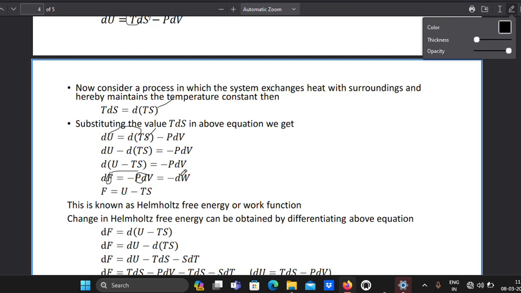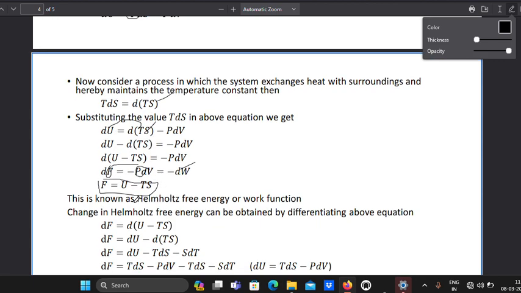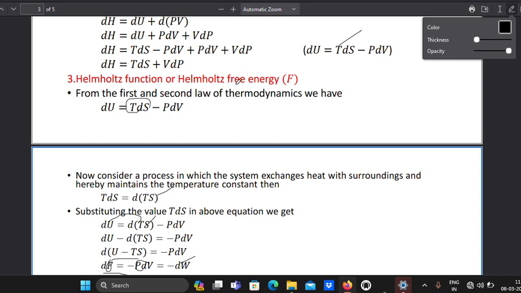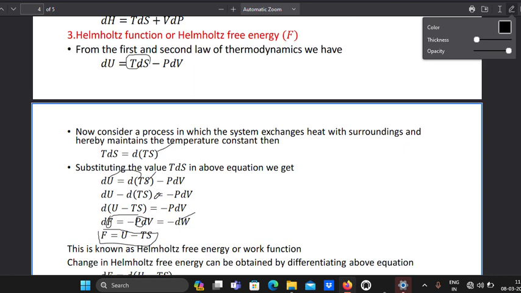PdV is also written as dW, minus dW. So in which place it is replaced by F only. So F is equal to U minus TS. It is a free energy formula, or Helmholtz free energy, or Helmholtz function formula.